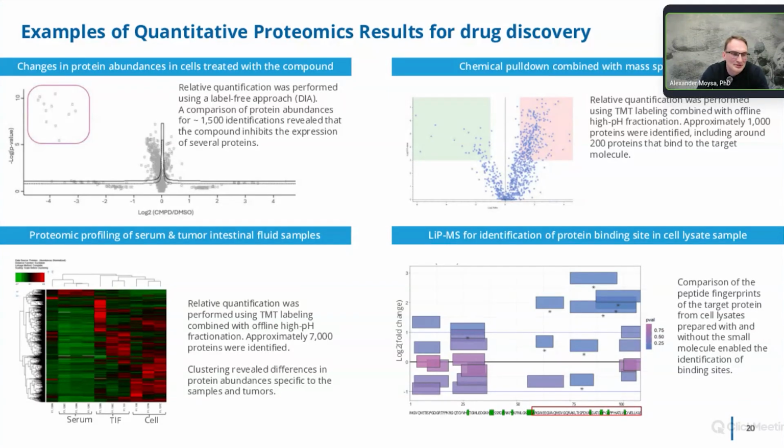Another type of experiment may be a chemical pull-down combined with mass spectrometry. In this approach, we utilized TMT labeling, and we identified around 1,000 proteins. These proteins were relatively quantified, and around 200 proteins were identified showing specific binding to the compound in this experiment.